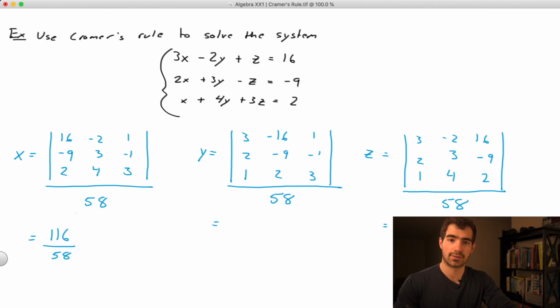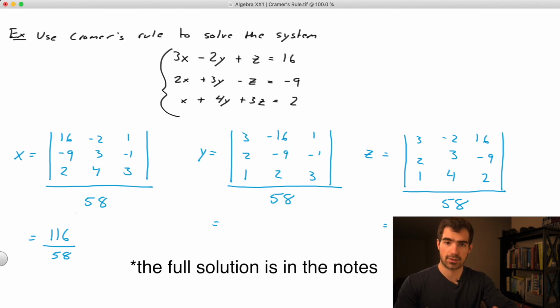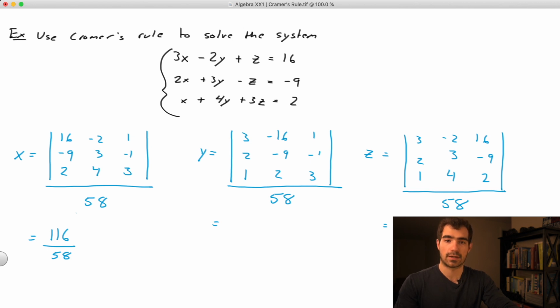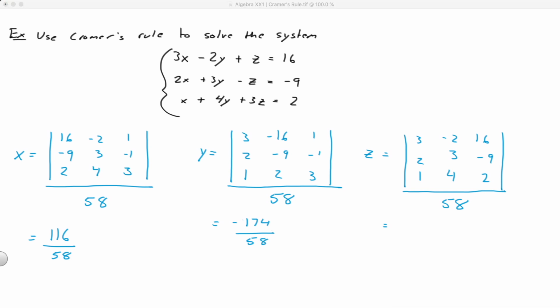I would encourage you to work through this and check on it yourself to make sure that you're getting the same answer, but this will come out to 116. Similarly, the y value will come out to negative 174, again, divided by 58. And the z value will come out to 232, again, also divided by 58. Now, simplifying these, 116 over 58 is equal to 2. Negative 174 over 58 would give us negative 3, and 232 over 58 would give us 4.